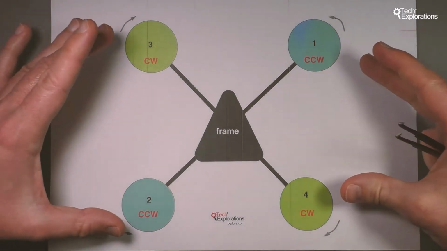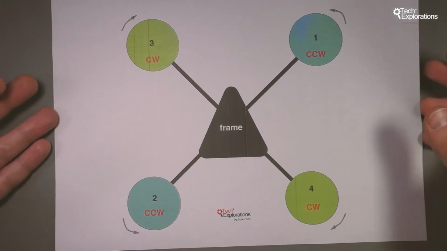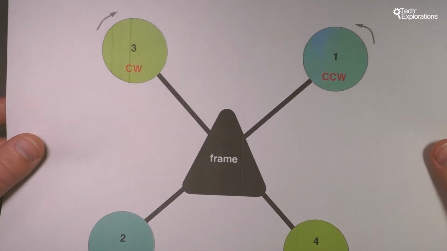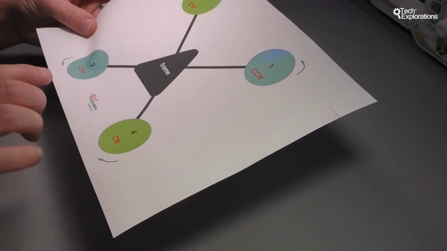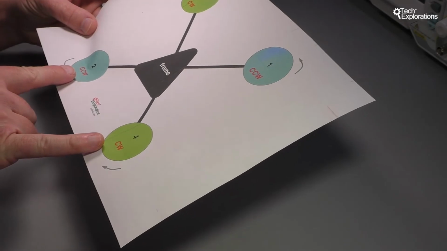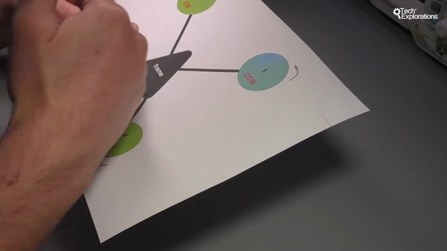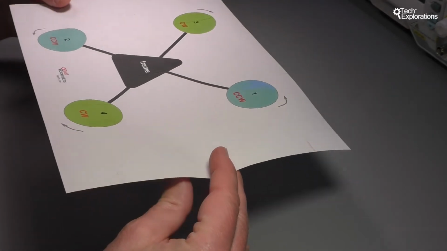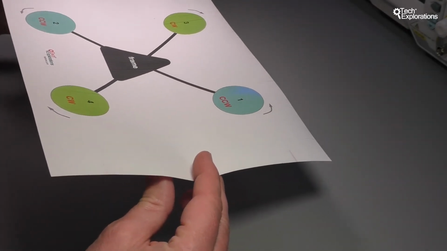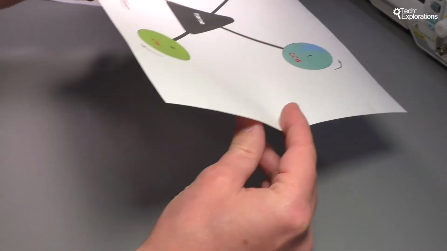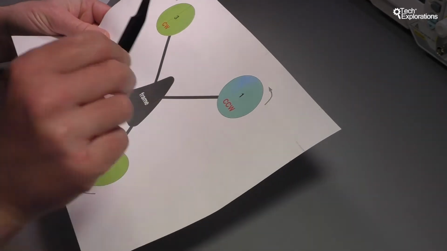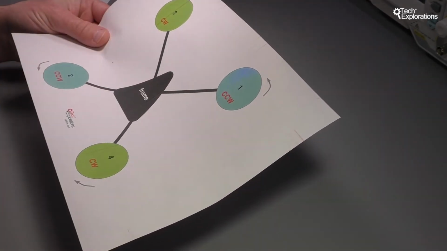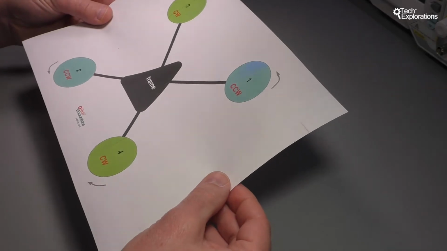So for example, if you would like to get your drone to move forwards like this, then you need to increase the rotational speed of motors 2 and 4, and that will create thrust at the back of the drone, push the back upwards, and that would cause the quadcopter to move forwards. If you want to move your quadcopter backwards, then you need to increase the speed of motors 3 and 1, and that would lift the front and cause the quadcopter to move backwards.